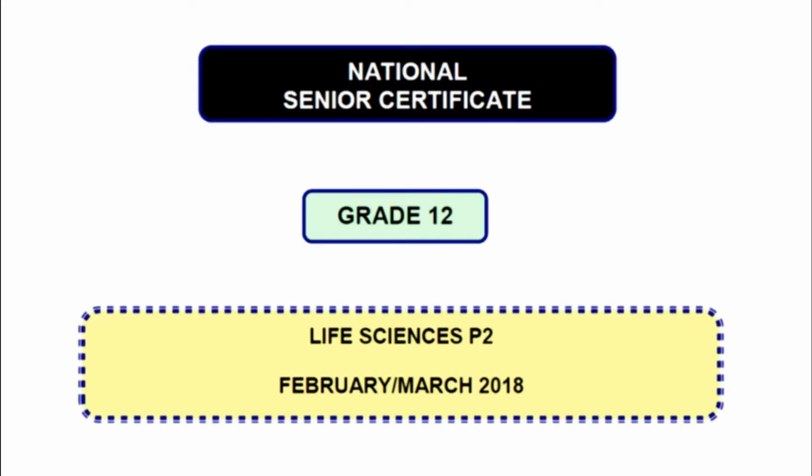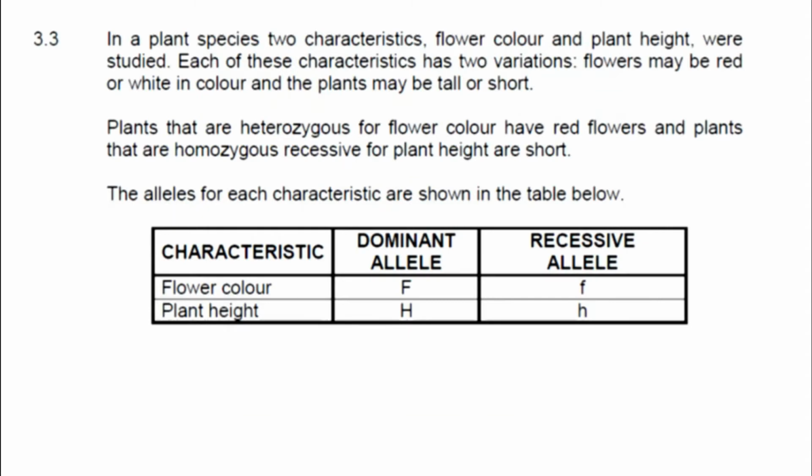Our next question comes from the Life Science Paper 2, February-March 2018 paper. They're giving us two plant species with two characteristics: flower color and plant height. Flowers might either be red or white, and the plants may either be tall or short. So that is the basic information we start with: what species are we looking at, and what characteristics can they possibly have.